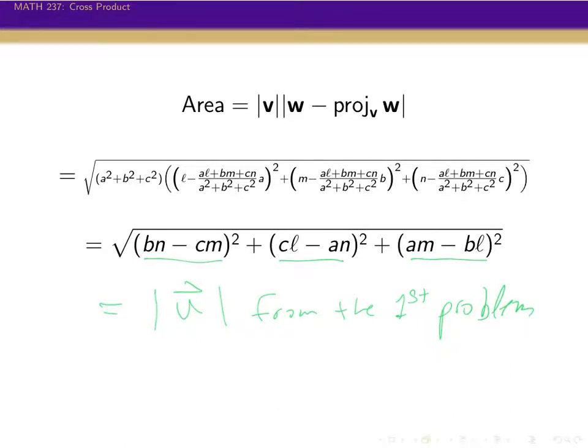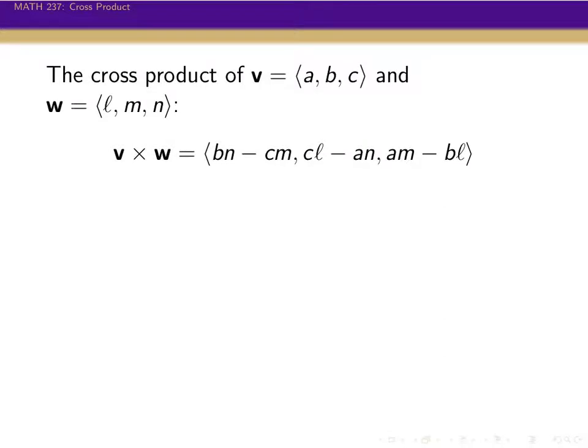So that's kind of an amazing coincidence. And so we're going to give this vector U a special name. We're going to call it the cross product. So U is going to be called the cross product of V times W. And so this is just using the formula we got before. Now there's another way to get this formula.